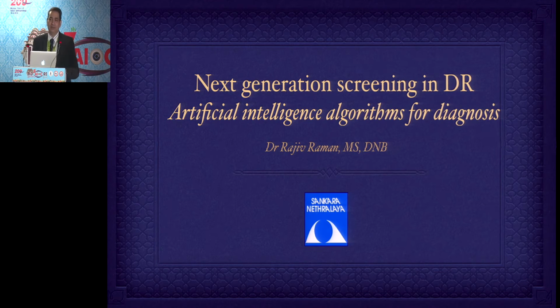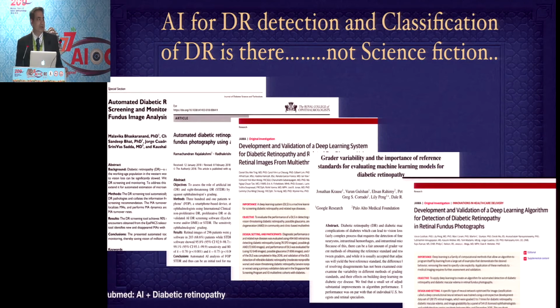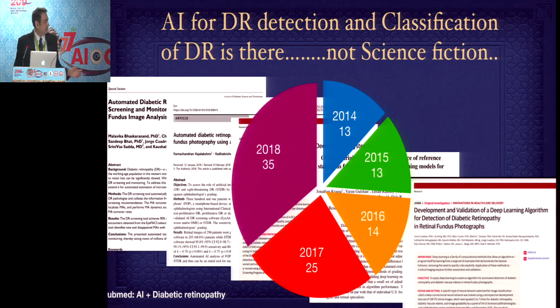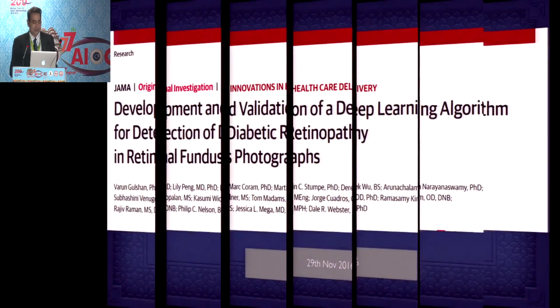So in the next couple of slides I'll be sharing about the next generation screening for diabetic retinopathy, that is artificial intelligence, and AI for DR detection and classification is very much there. It's not science fiction now. If you look at the PubMed articles on AI, in 2018 nearly 35 articles related to AI for diabetic retinopathy were published. The search was AI plus diabetic retinopathy.